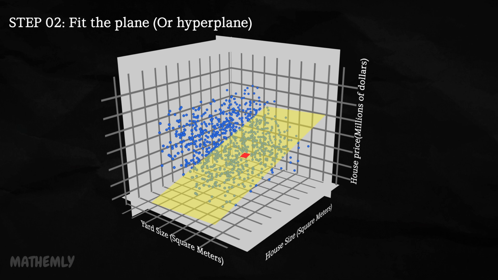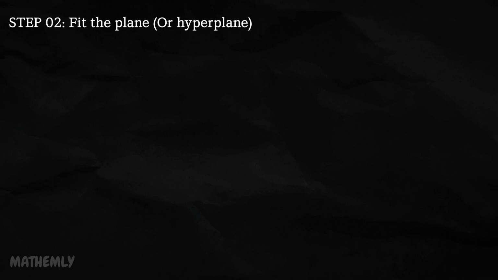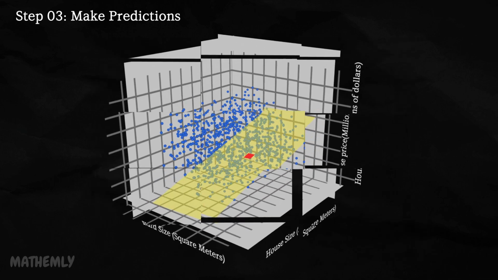When additional features such as the number of bedrooms or proximity to school are included, the model finds the best fitting hyperplane in higher dimensional space. While we can't visualize beyond 3 dimensions, the principle is the same. The model establishes the relationship between all independent variables and the dependent variable. Once the hyperplane is established, you can use it to make predictions.